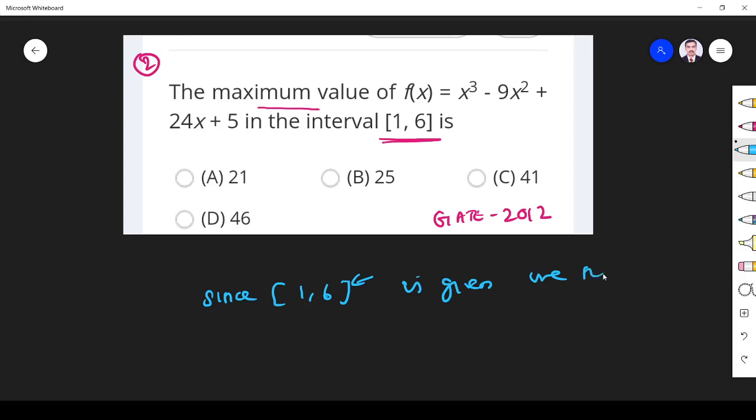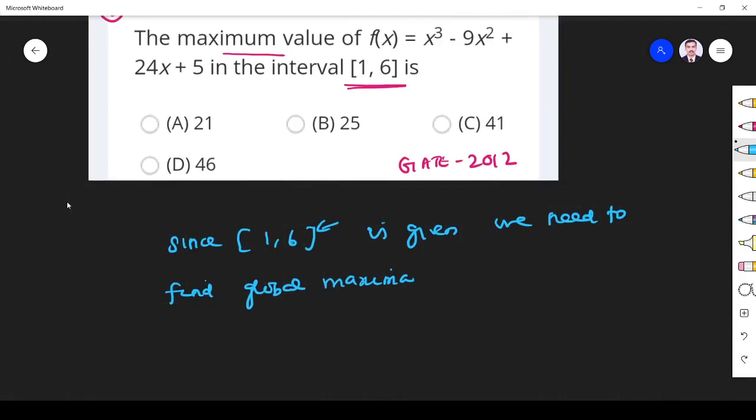Since it is a closed interval, we need to find the global maximum. In order to find a global maxima, we need 3 data. So first, we have to find where the maximum occurs. The first thing we have to find is where the slope is 0, that is f dash of x, and make it equal to 0.